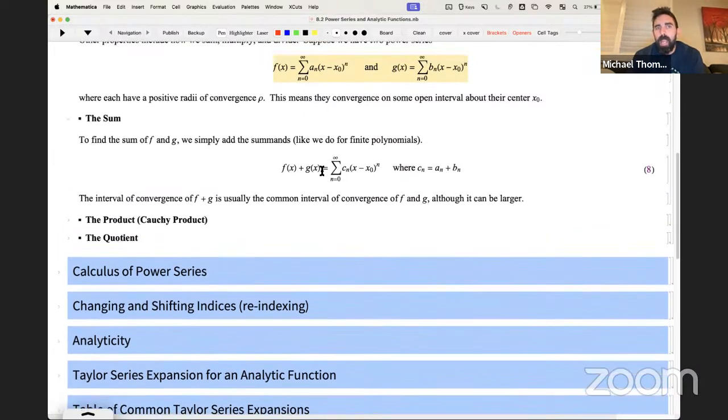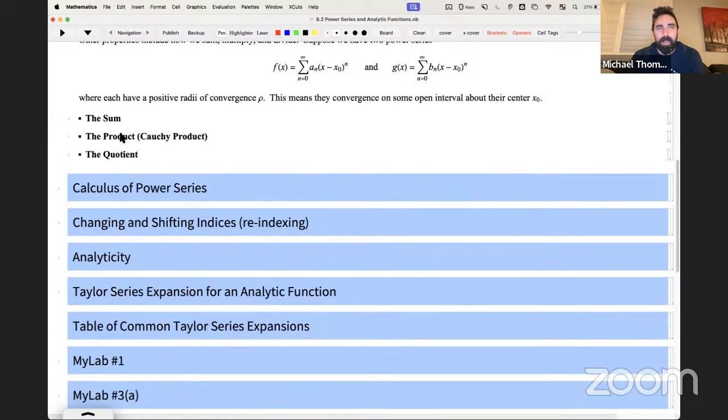If you wanted to add the two functions together, all you would essentially do is add them like a regular polynomial. You'd add like terms. Since these are the x minus x0 to the n, x minus x0 to the n, essentially you're just adding the coefficients, which is what you do for regular polynomials. And as far as the interval, it's usually the common interval. However, you probably don't want to get into this, but it can be larger. You can get things to cancel in a way that you can actually expand the interval. Don't worry about that.